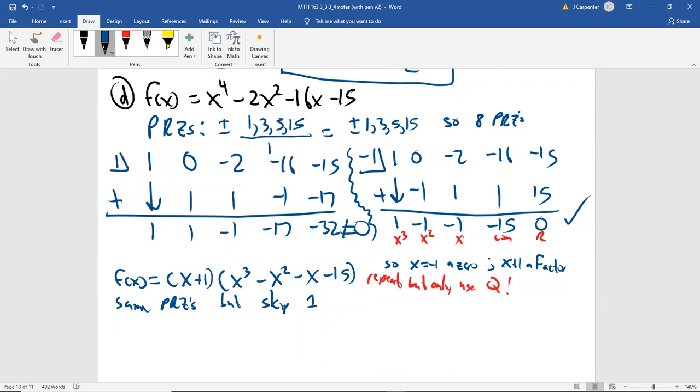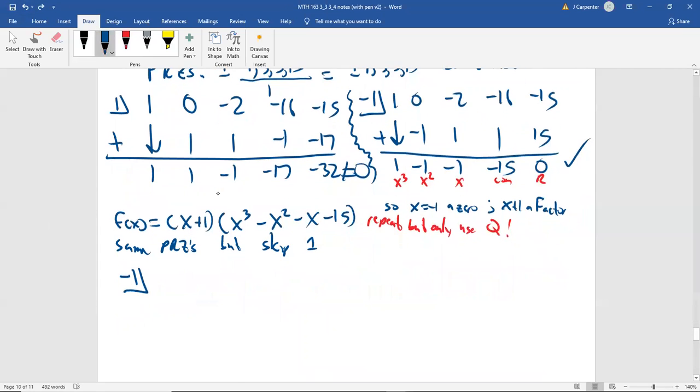So we're going to try the -1 again, but now again we're using the quotient here, so the coefficients that go to the right are 1, -1, -1, and -15. So 1, -1, -1. I'm spacing this out way more than I need to. Here we go. And then same synthetic division process. Shouldn't be any surprises here.